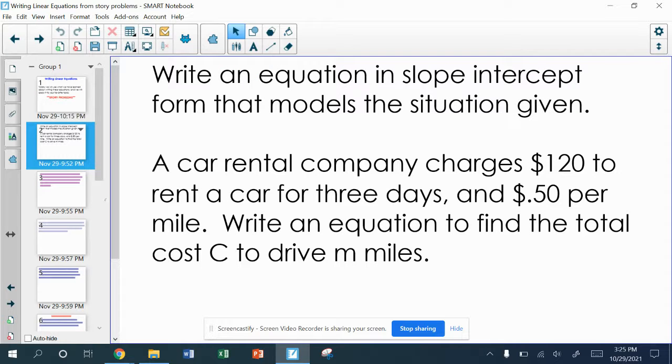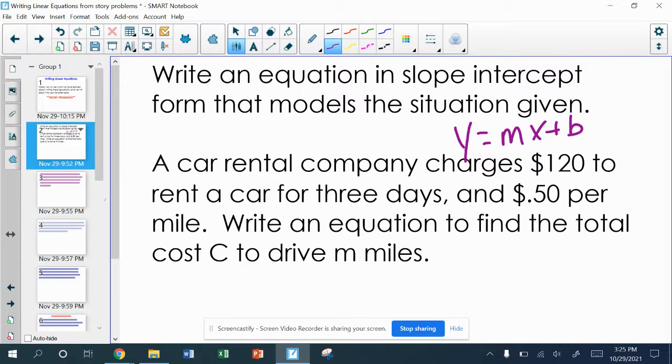So, what we're going to be doing today is we're going to look at some situations and we're going to be able to write an equation to represent that situation. So, this one says a car rental company charges $120 to rent a car for 3 days and 50 cents per mile. Write an equation to find the total cost. Typically, when we do this, we would write this in slope intercept form, which looks like y equals mx plus b.